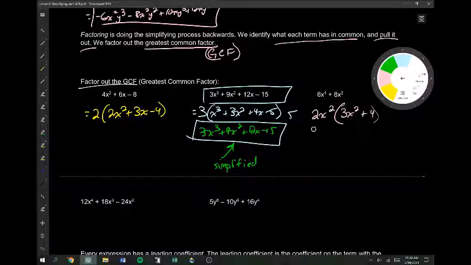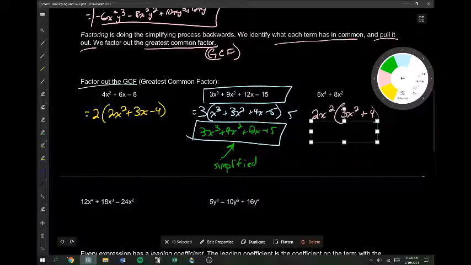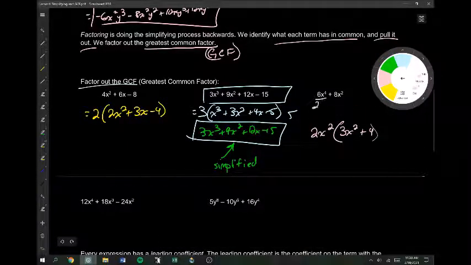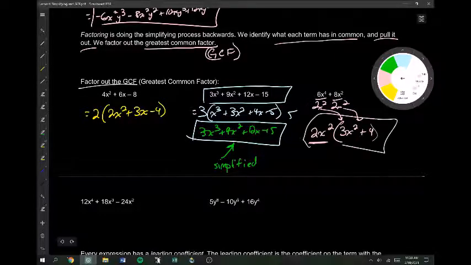Okay, so what I just did is I took each of these terms and I divided them by 2x squared. That got me this and this. And since I divided both things by 2x squared, the 2x squared comes out in front.